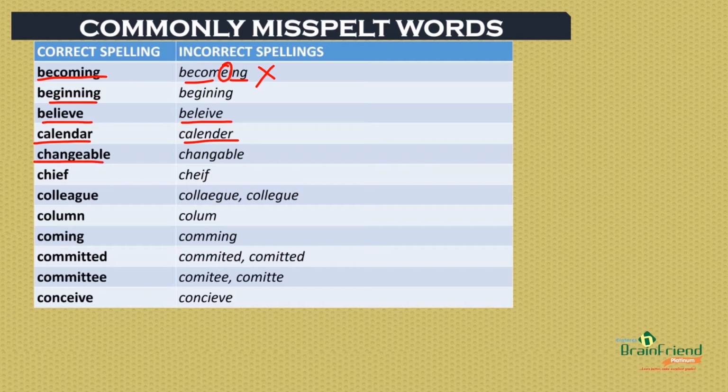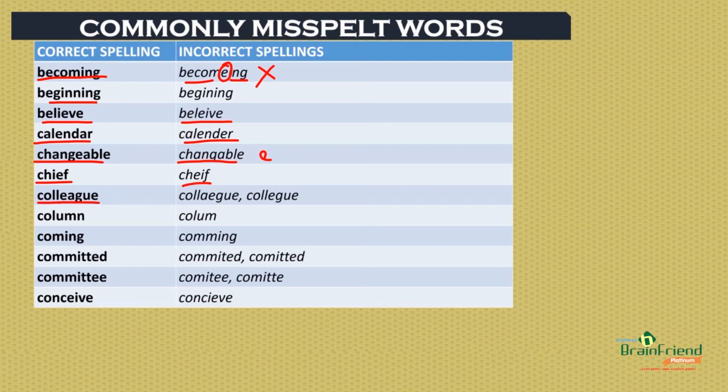It's wrongly spelled as CHANGABLE. They omit the letter E. Next, we have the word chief, spelled CHIEF. It's wrongly spelled as CHEIF.